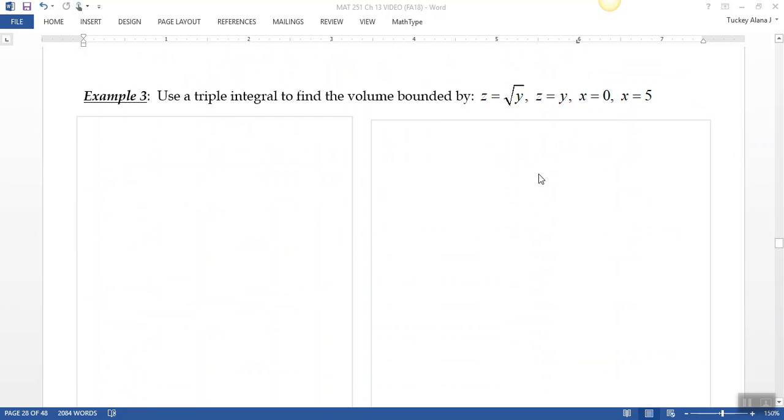All right, so we're going to use a triple integral to find the volume bounded by z equals the square root of y, z equals y, x equals 0, and x equals 5.